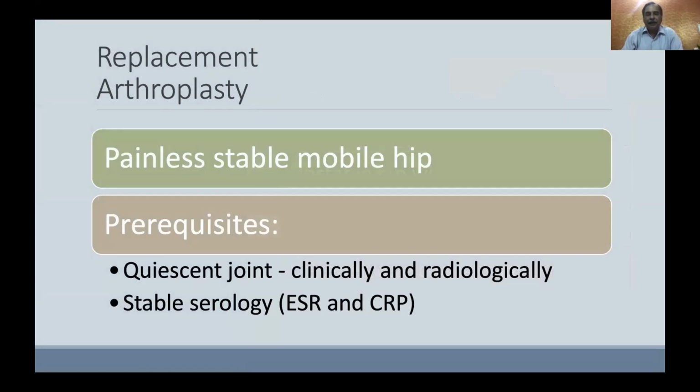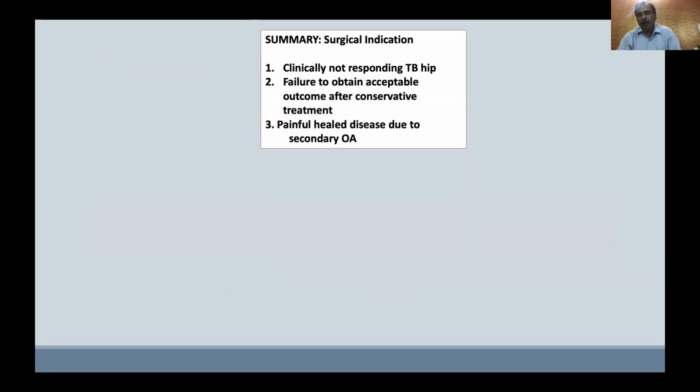Prerequisites are preferably that the joint should be quiescent clinically and radiologically, and there should be stable serology. These days, many people do MRI to see whether there's any disease left there, particularly if the patient has recently had ATT, but then you are best advised to not mention that unless the examiner probes you.